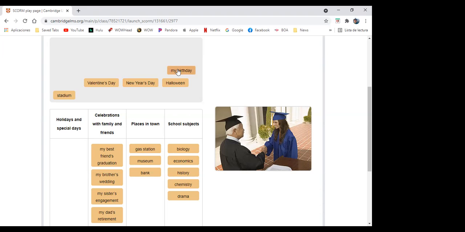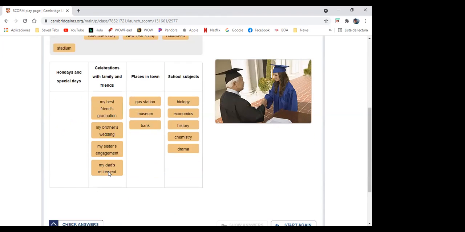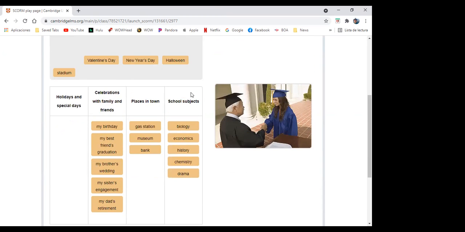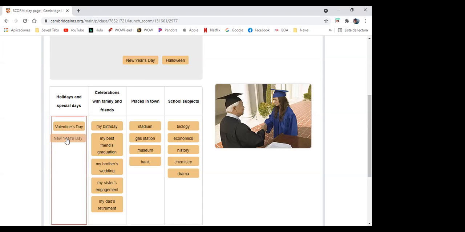Okay. My birthday. Celebration with family and friends. Alejandra, stadium. Place in town. Andrea, Valentine's Day, holidays and special days. Alejandra, New Year's Day. Holidays and special days.